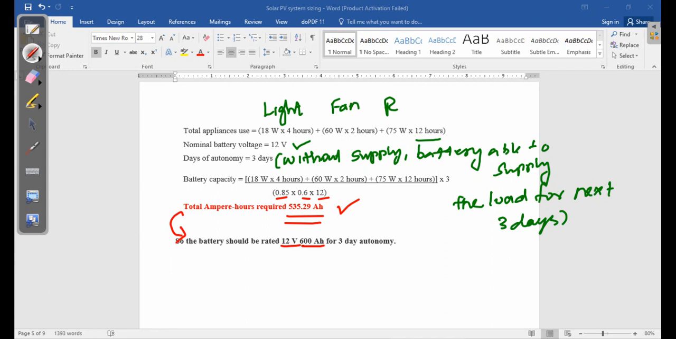We have determined 535, so we have to choose a value above 535. The next round figure is 600, and a 600 Ah battery is available. The 600 Ah battery is able to supply the particular load without any supply for the next 3 days. So this is the way we have to size our battery for real-time appliances, and also we have to select the battery for the PV appliances.